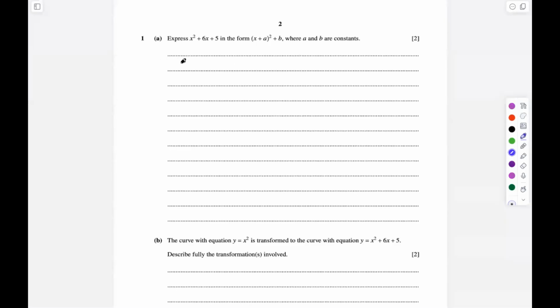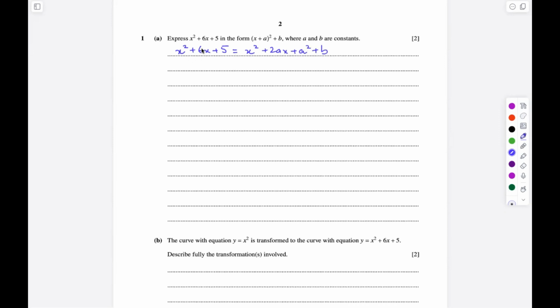Question number 1a, we have to express x squared plus 6x plus 5 in the form (x plus a) whole squared plus b, where a and b are constants. So the equation is x squared plus 6x plus 5. And to convert it into this form, we can first expand it. So this will become x squared plus 2ax plus a squared plus b.